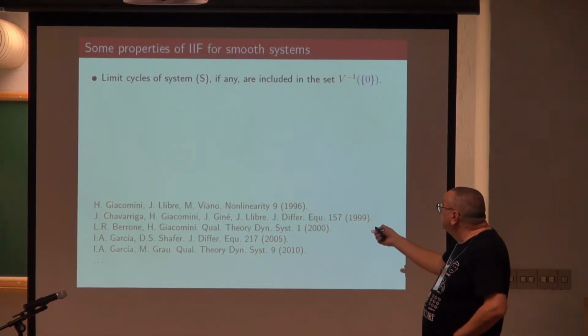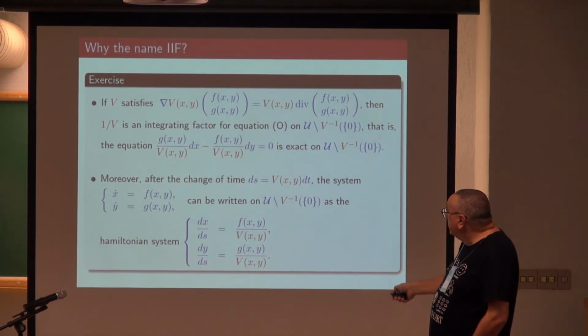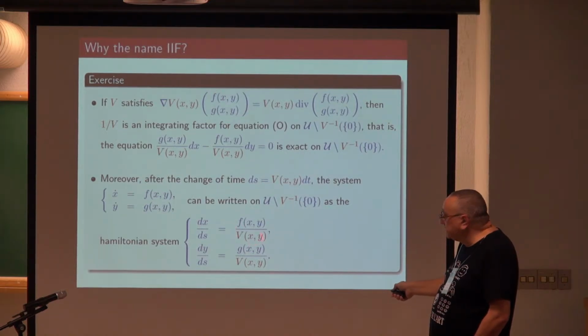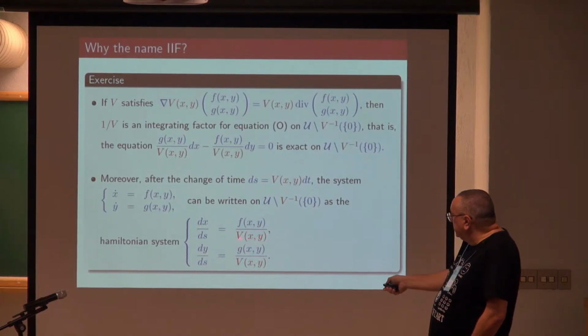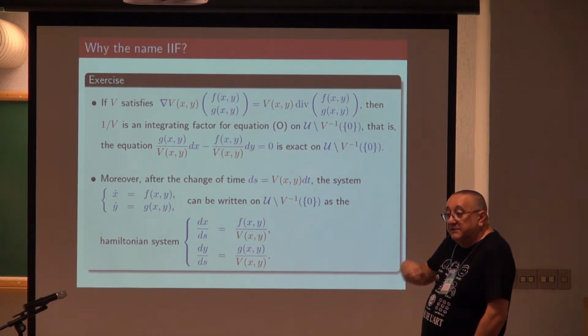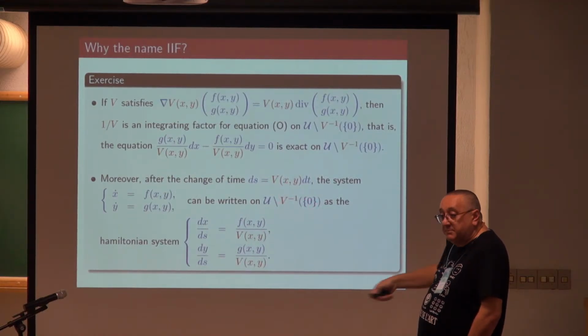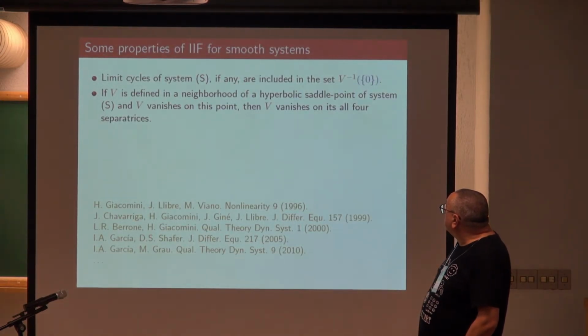This can be very easily proven if you take into account that if you have an inverse integrating factor in a region, as you have to divide here by this integrating factor, the integrating factor cannot be null, this cannot be 0, and then since this is a Hamiltonian system, it cannot have limit cycles. Then if the system has limit cycles, they must be here, that is, in the place where the inverse integrating factor vanishes. Okay.